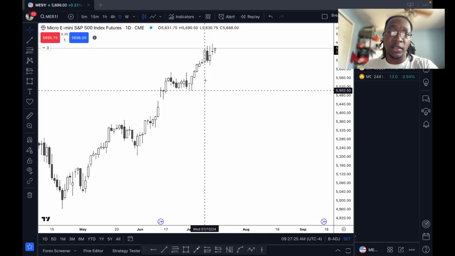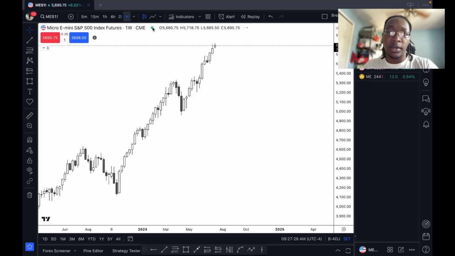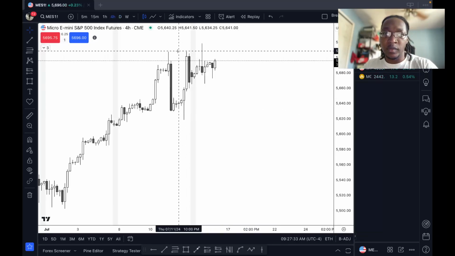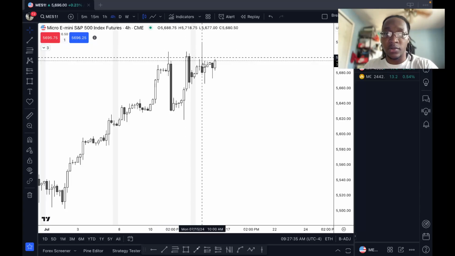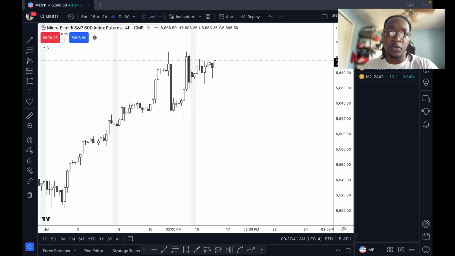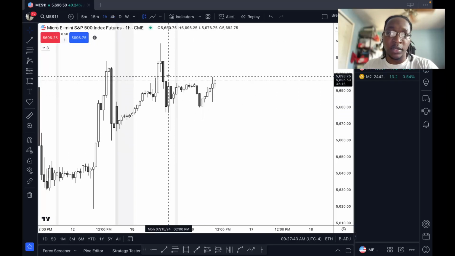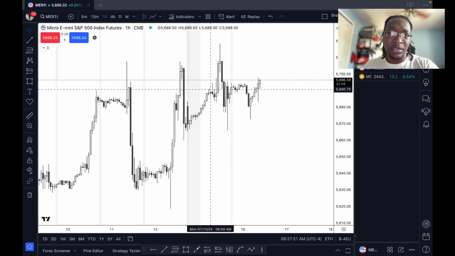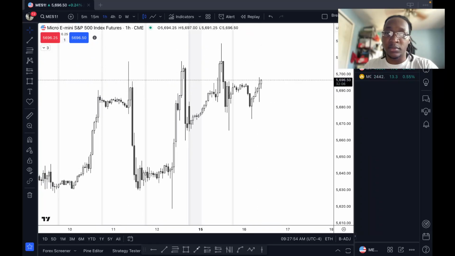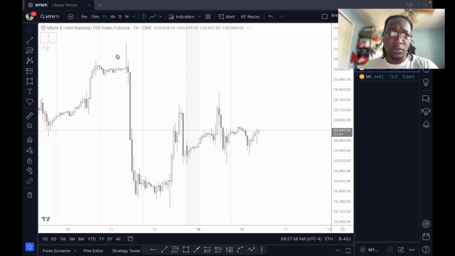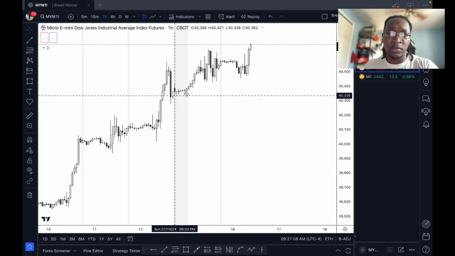ES may continue rallying because there is no bearish order block on ES. We took out previous week's high and closed below. No real displacement lower, so we may continue pushing higher on ES, essentially to this gap here, and then see what price does. It has been in a slight consolidation. Same thing with NQ and same thing with YM. So those have been in a consolidation.